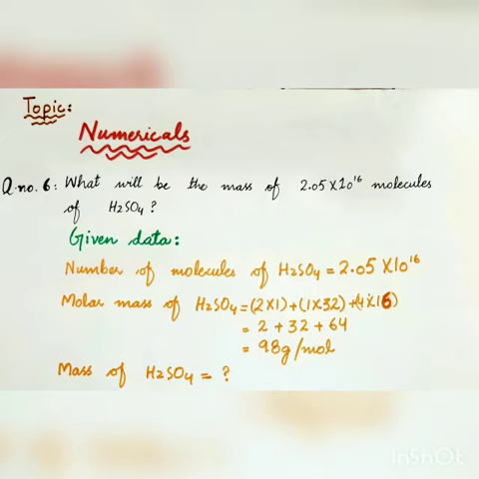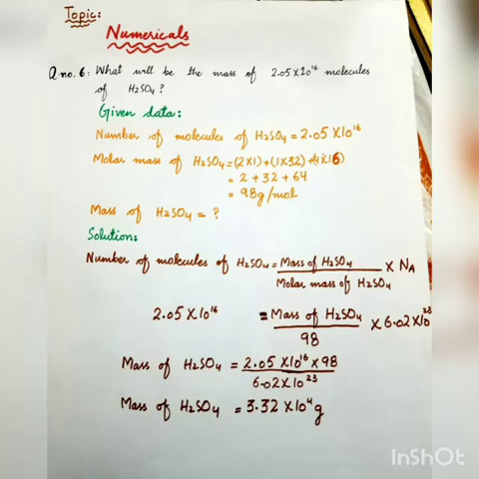the mass of sulfuric acid. As we have the formula, number of molecules of sulfuric acid is equal to mass of sulfuric acid over molar mass of sulfuric acid multiplied by Avogadro number. So we will put the values of number of molecules, molar mass and Avogadro number, and we have to find the mass of sulfuric acid. So molar mass of sulfuric acid is divided on the right hand side. So when we shift it to the left hand side, it will be multiplied with the number of molecules.